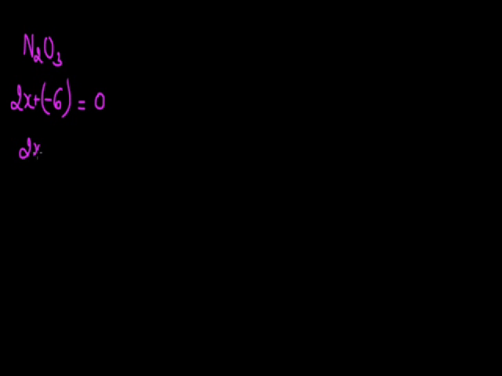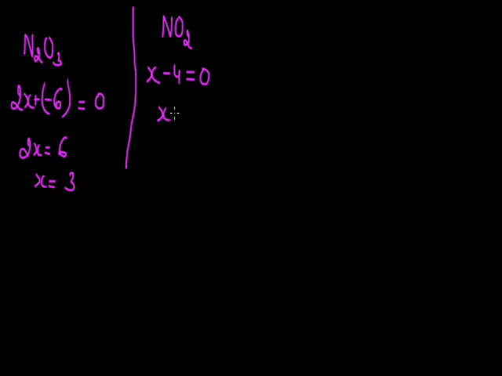It will be 2x equals 6, and from here the oxidation state of nitrogen will be +3. Same as if I talk about the next compound, nitrogen dioxide, NO2. Here oxygen is showing -2 oxidation state, and nitrogen is showing the value x. 2 oxygen atoms are there, so the value will be -4, and the sum equals 0, and from here the value of x will be +4.